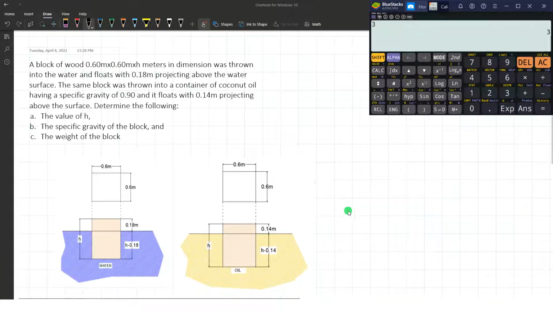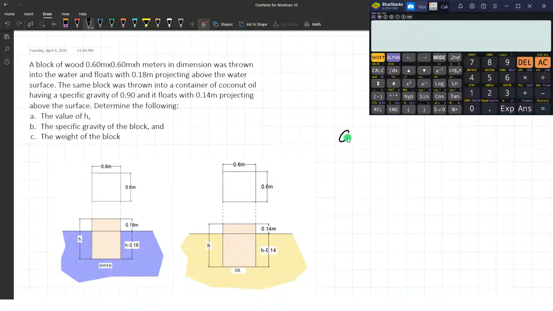So let's solve this. We have the same object, which is a block of wood, thrown on different liquids. So the projecting height from the liquid surface are different. So how do we solve the total depth of this block of wood here?